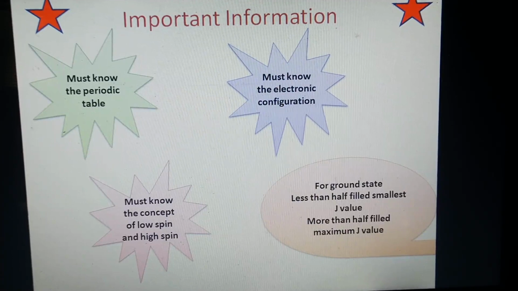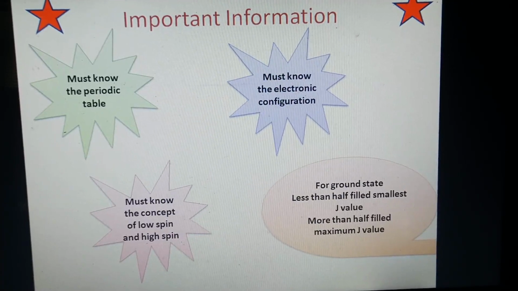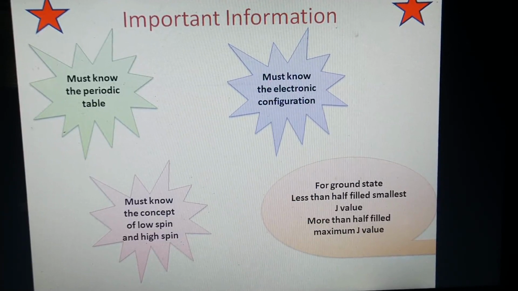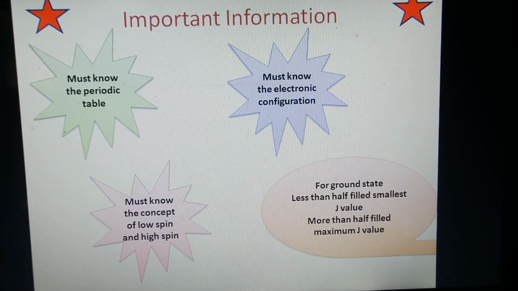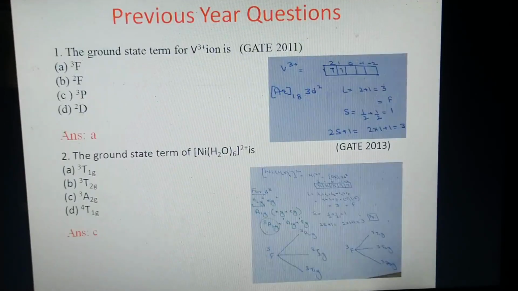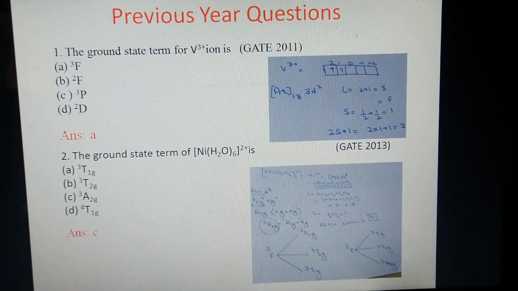Secondly, we must know the concept of low spin and high spin complex, because the electronic configuration varies in the case of low spin and high spin complex. Again, for the ground state, if it is less than half filled, we take the smallest J value for the term symbol, but if it is more than half filled, then we take the maximum J value. Then we are able to solve the different questions which came in previous years of the GATE examination or CSIR-NET exam, only for your preparation.